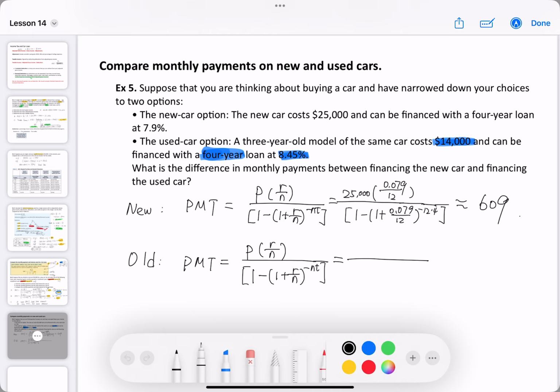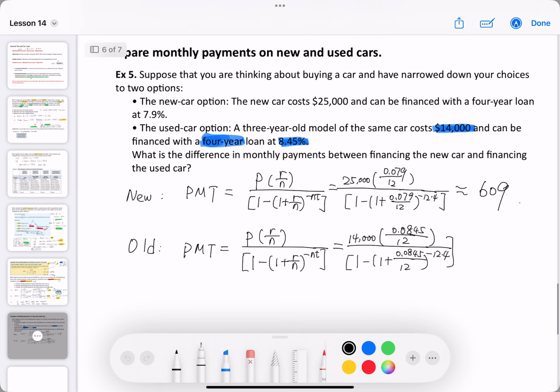Okay, so the P is 14000, times the R, which is 0.0845, all divided by 12, paid monthly, divided by bracket 1 minus 1 plus 0.0845, all divided by 12, and raise it to the negative nth power. N is 12, T is also 4 years. Okay, close the bracket. Then we can use our calculator to do the computation.